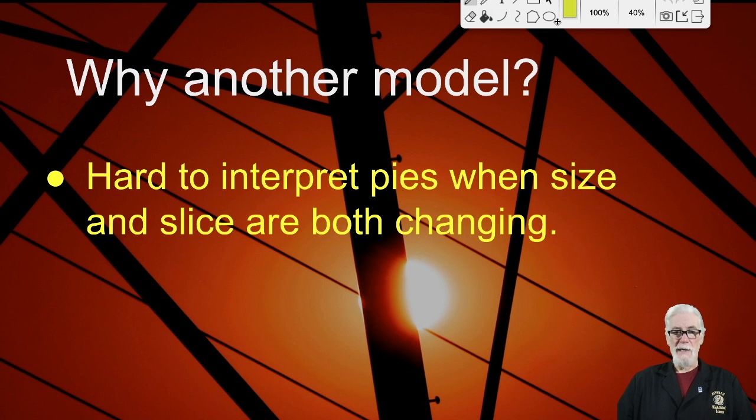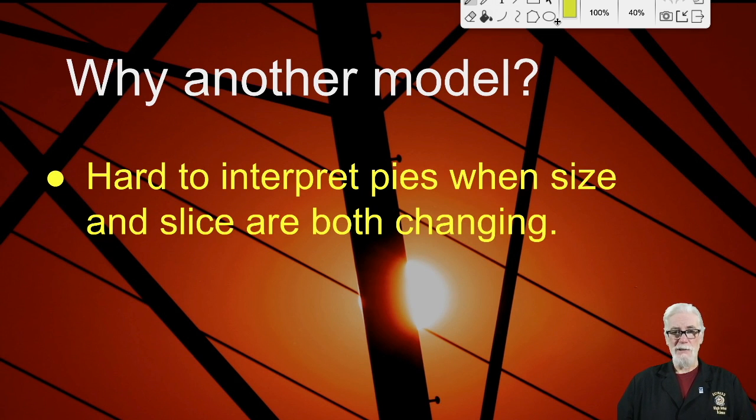It's hard to interpret pies when the size and the slice proportion are both changing. It's hard for us to get an intuitive feel looking at pie charts of 2 different sizes that have different sized slices of the same amount of energy. Here's a way of explaining what I'm talking about.